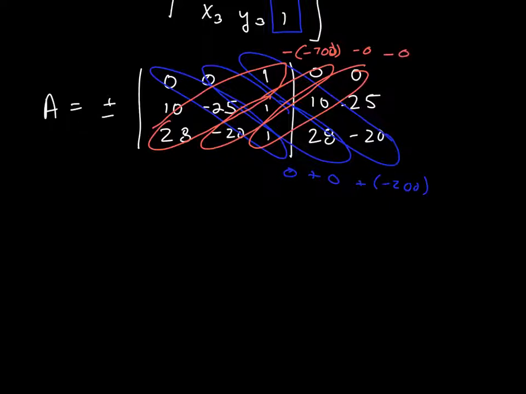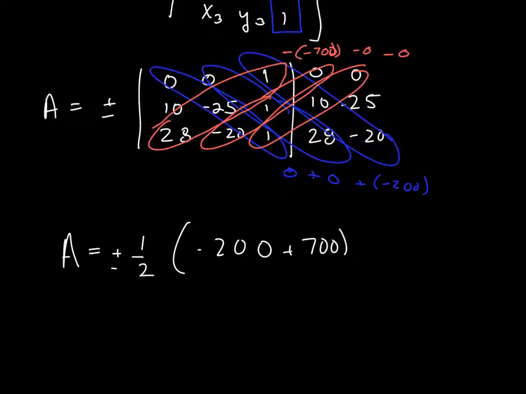So the area of this triangle is just going to be 1/2 times negative 200 plus 700. Because the inside of this is a positive 500, I want to take the positive of that. So the area of this triangle is just 250 square units.